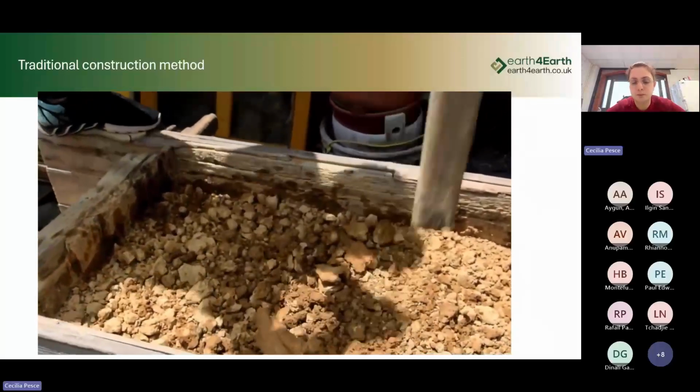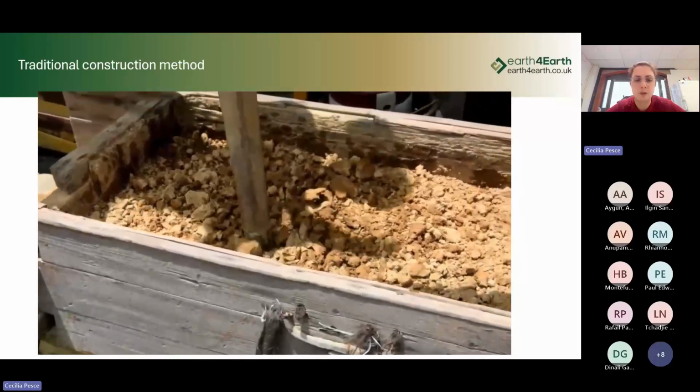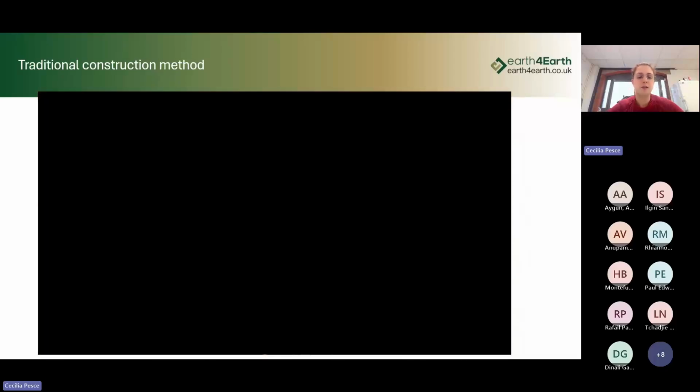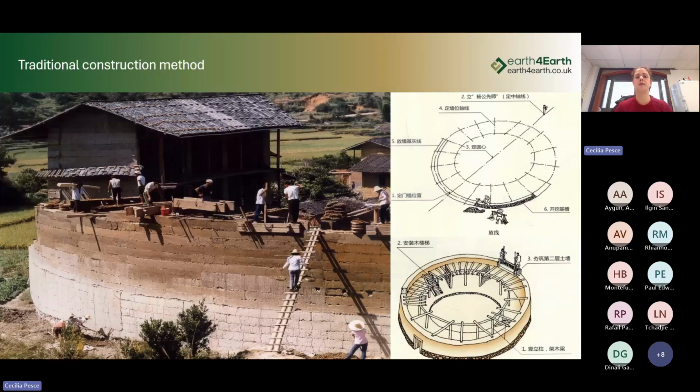Again, now it's mechanized, so it's much quicker and efficient, but this is how it was made traditionally. And even with this labor-intensive process, quite big buildings could be made. So yeah, this is another view of a construction site of these types of building.